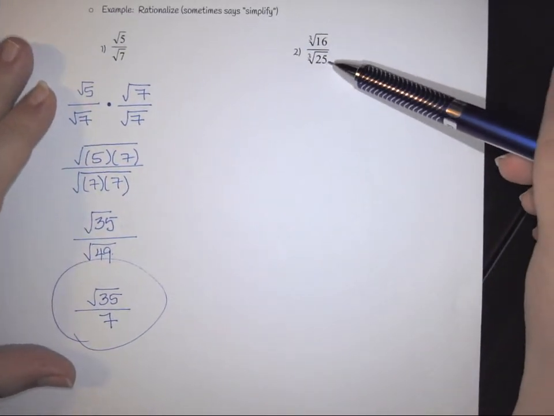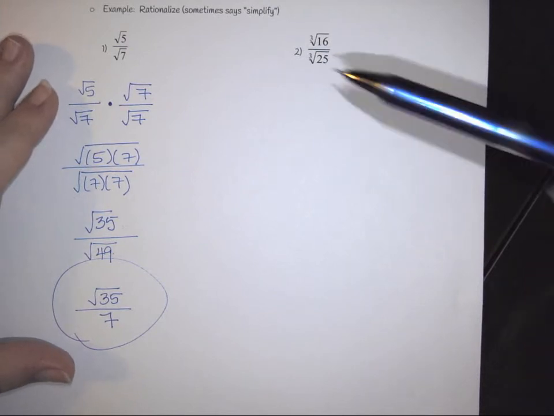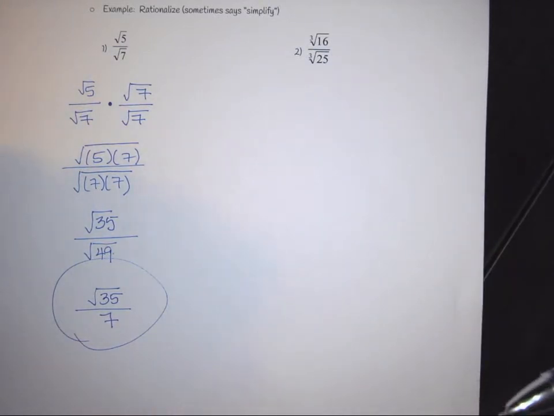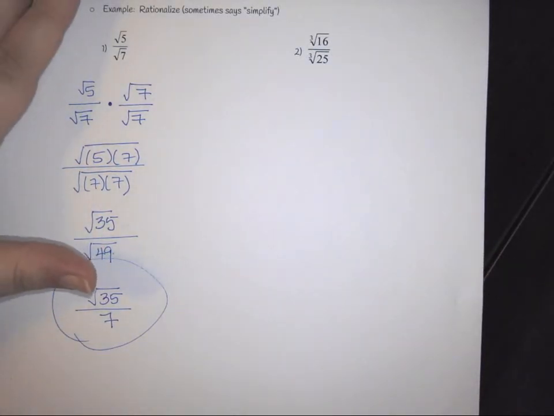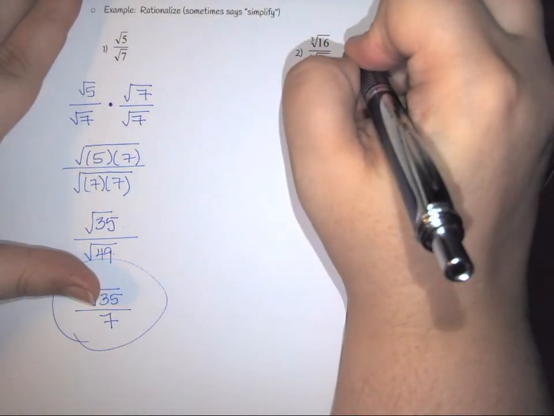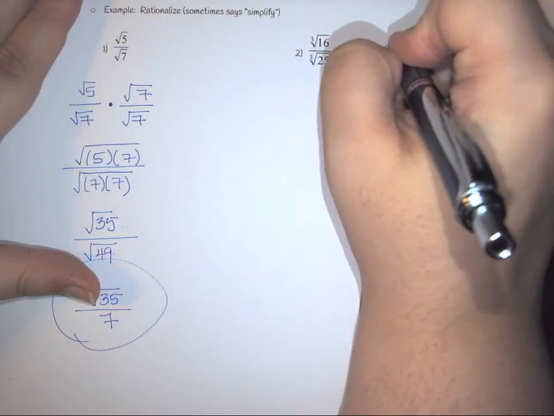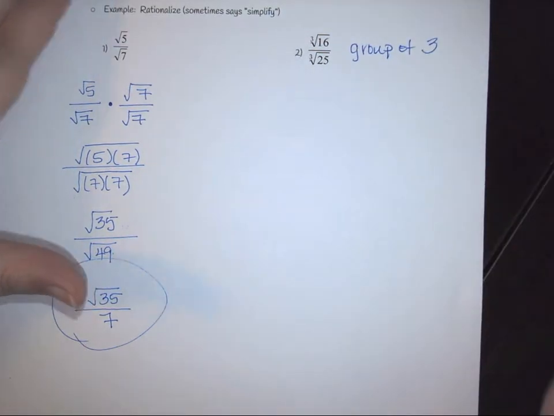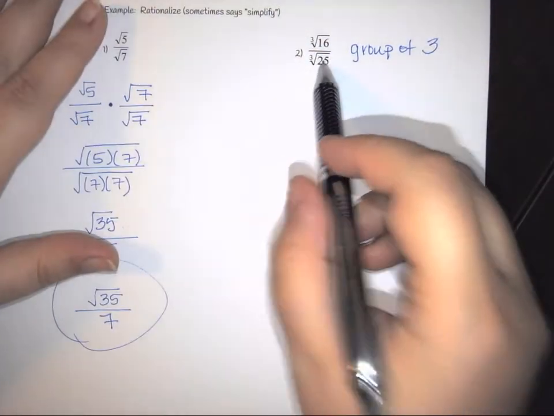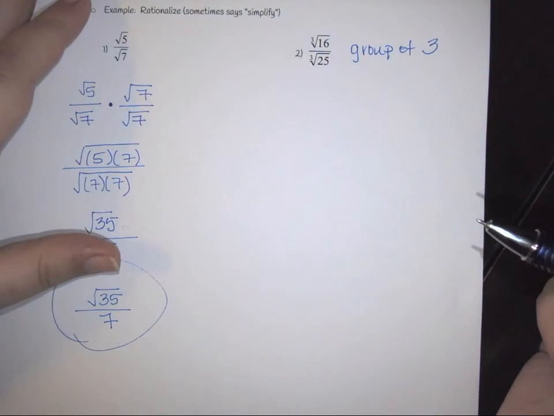In the second example, notice my index here is cubed. And the biggest thing that we have to remember about cube is that cube says we're looking for a group of 3. So the first thing that I want to do is look at the bottom. Bottom is the cubed root of 25.